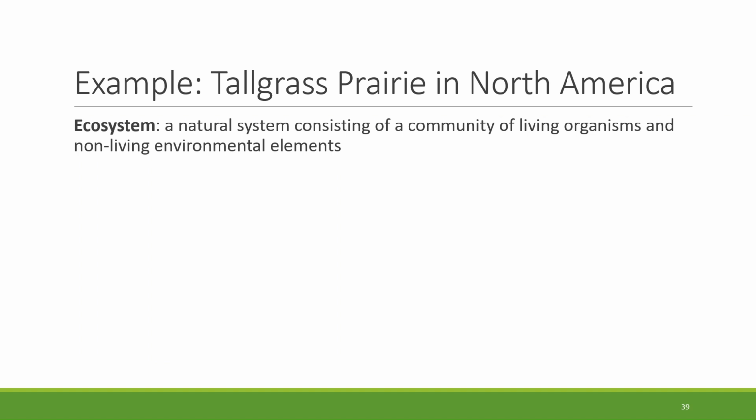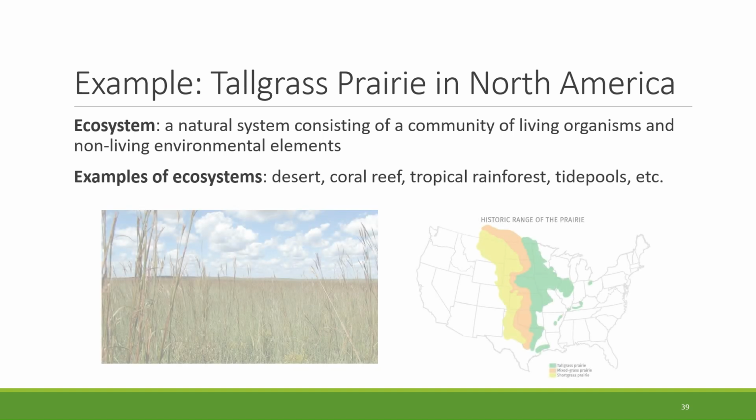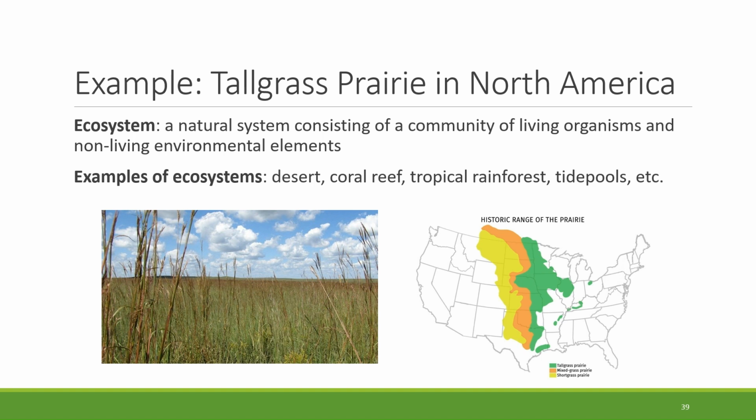So some examples of ecosystems you may have heard of before are the desert, coral reef, tropical rainforests, tide pools, etc. All of these are systems of living and non-living elements existing in the same space and undergoing unique interactions. And those interactions can be very important and beneficial. So one example of an ecosystem that is almost entirely extinct in the US is tallgrass prairie.